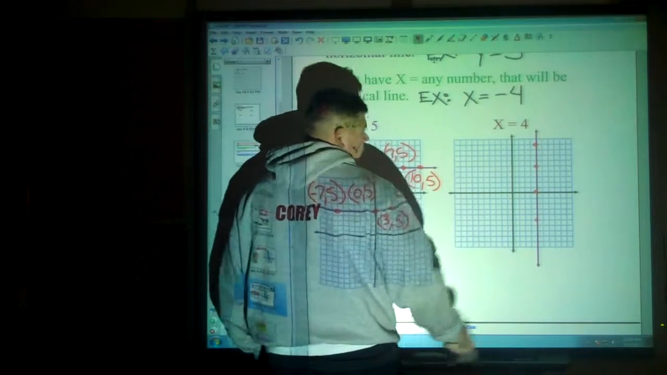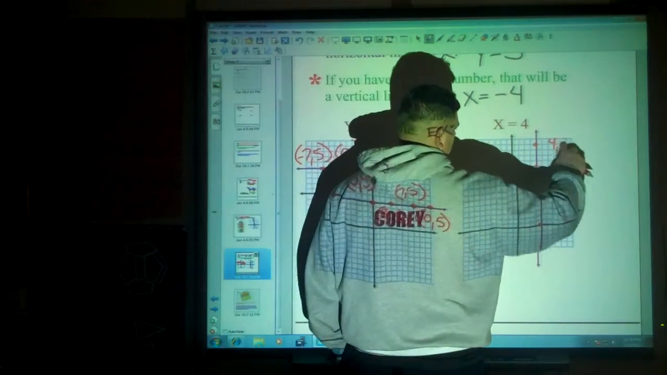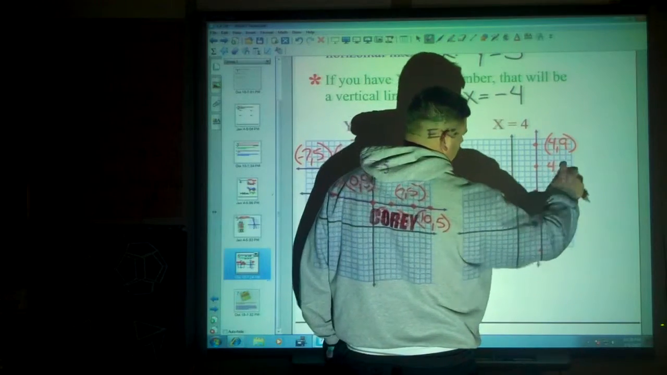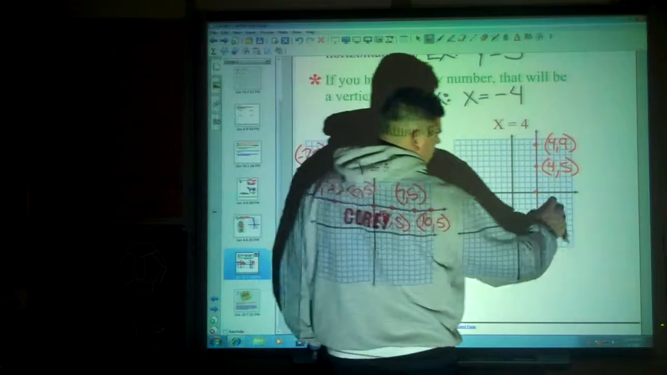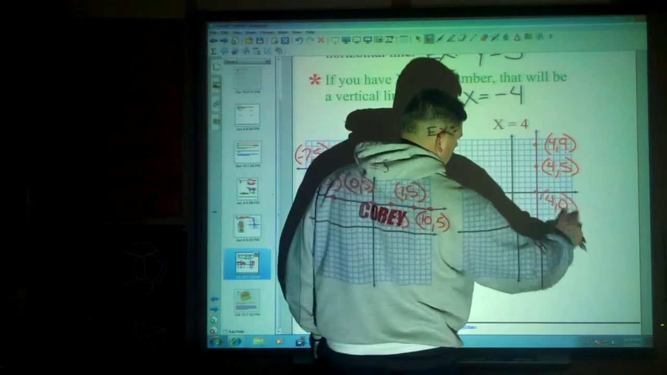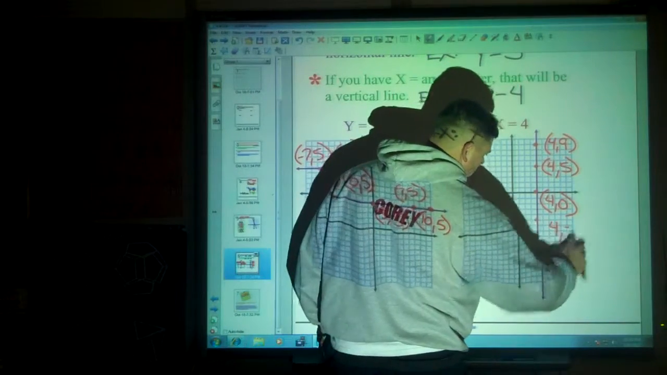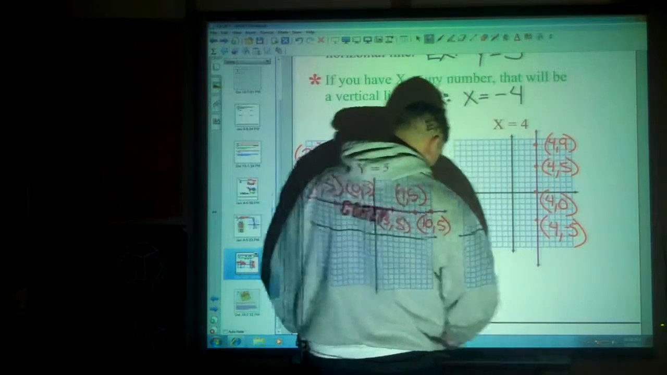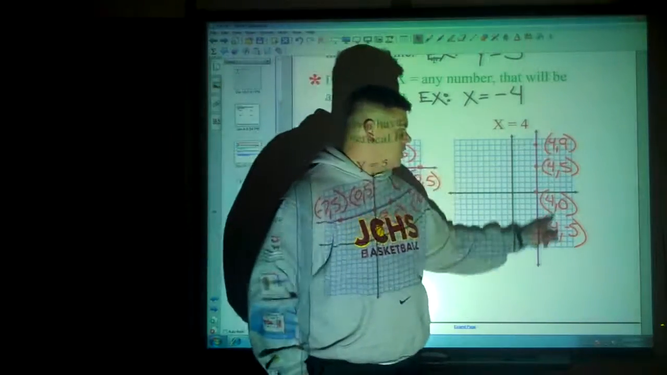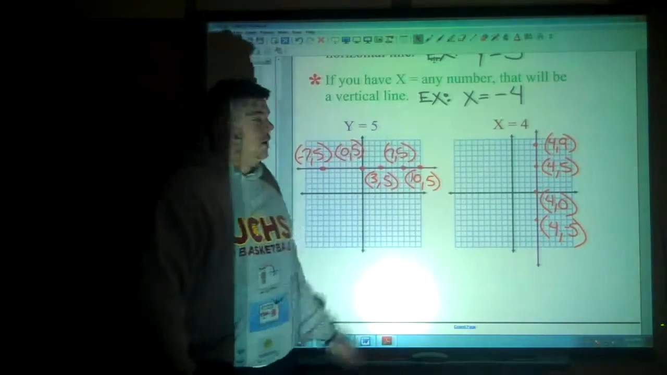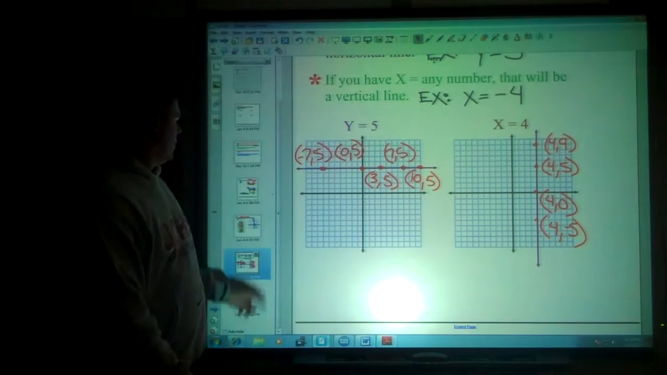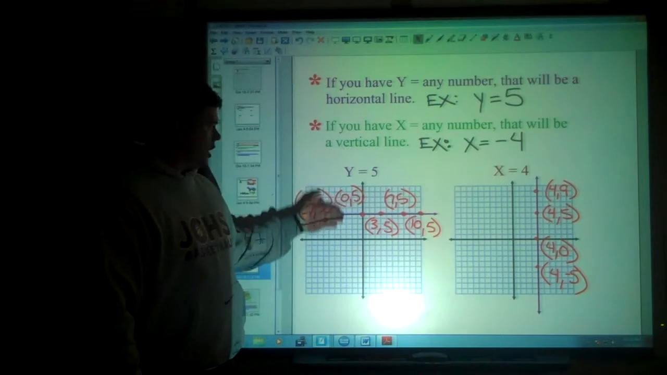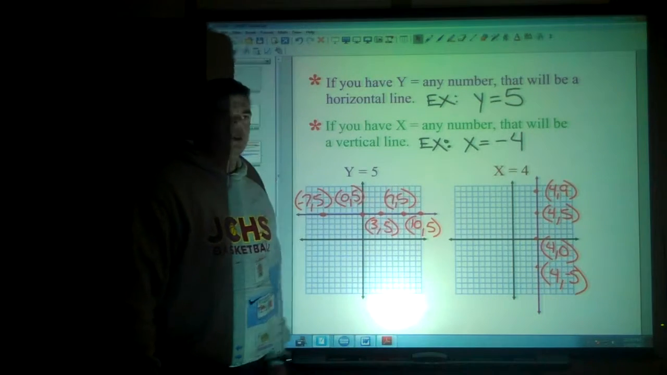So looking at the coordinates, this is at the coordinate 4, 9. This is at the coordinate 4, 5. Here's at 4, 0. And here's at 4, negative 5. So what's not changing? The x value is not changing. Y can be anything it wants. And that's what produces the vertical line. So you're either going to get diagonal if you have x and y in the equation, or you're going to get horizontal if just y, or vertical if just x. And that's the key.